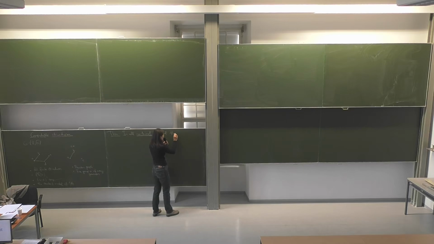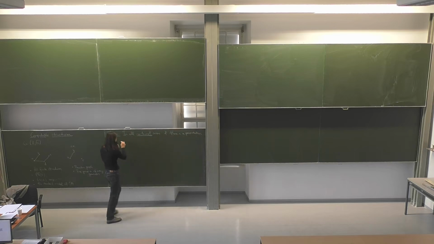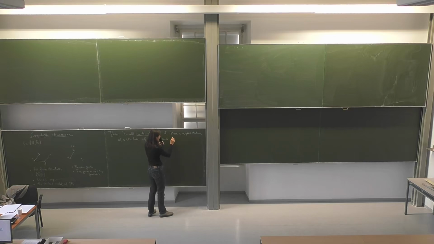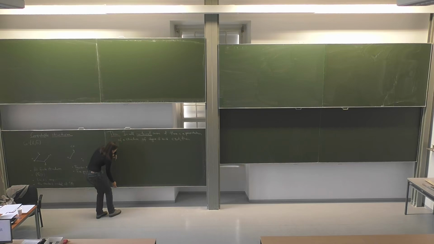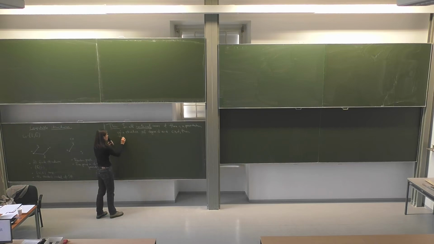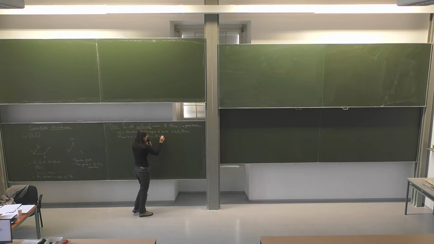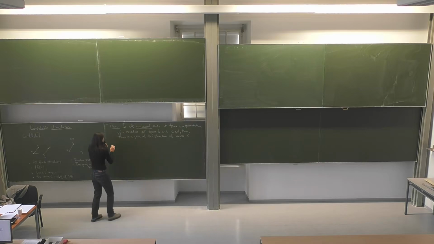So for all non-trivial cases, if there is a presentation of a structure that is, let's say, of degree D, and we have some other degree, let's say C, that is above D, then there exists a presentation of the same structure of degree C. Okay.